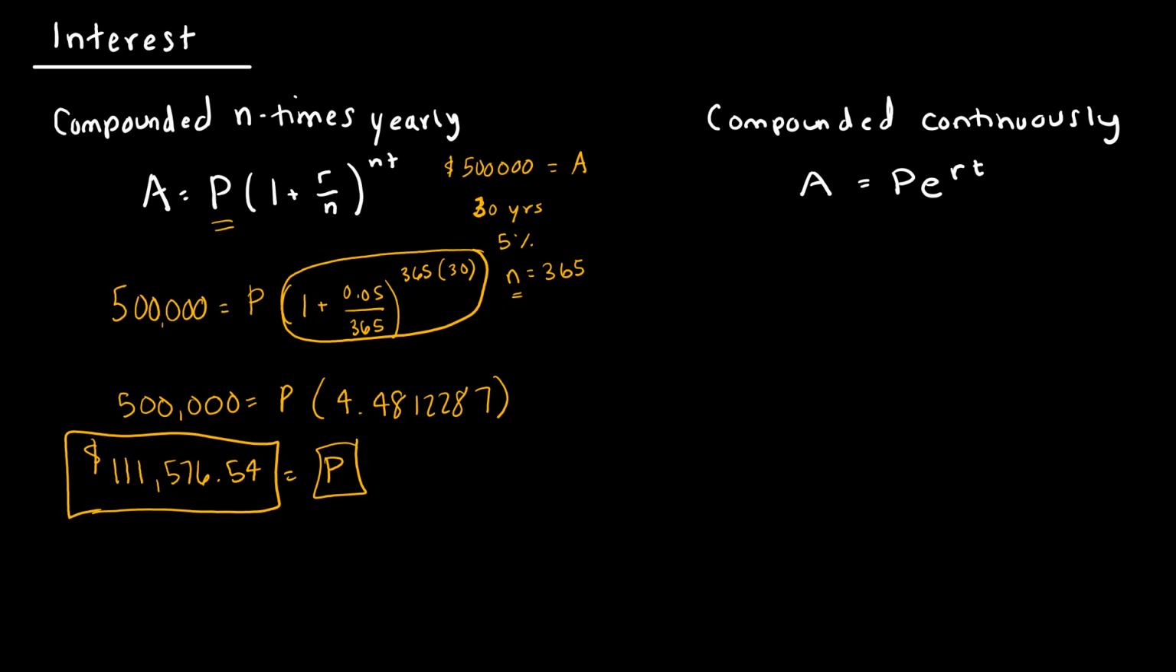So just keep in mind that daily would be 365. This would be monthly, and if it's every other month, it's 6 times. You get the idea. Usually it's daily or monthly.